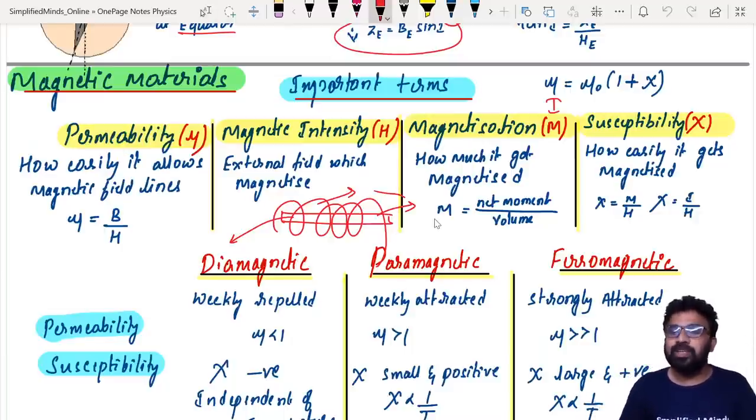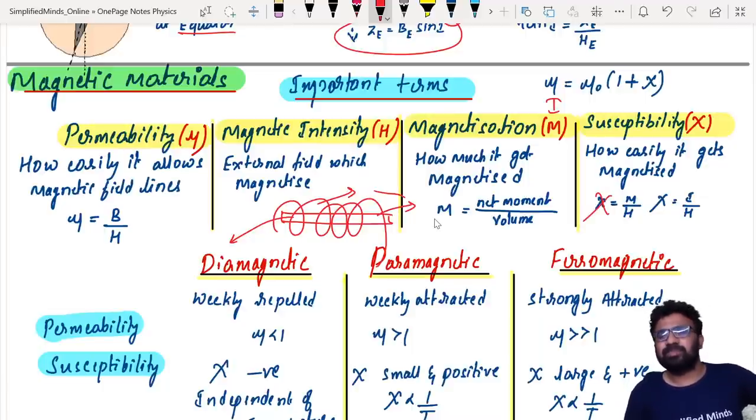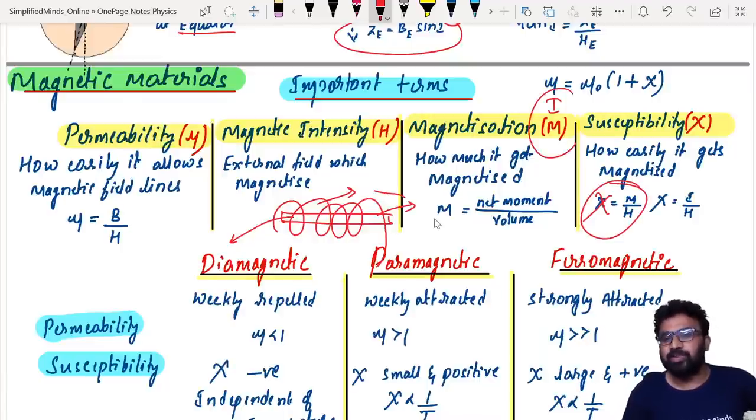Okay, so how easily it gets magnetized is called susceptibility. Susceptibility, how easily it gets magnetized, that's given by Xi, so people call various names, Xi, some call it zeta, or you can say X also, X is equal to M by H, or sometimes instead of M they call intensity of magnetization, you can use I by H also. Okay, artha idu clear agi ishtu nimge nenpirbeku, all these terms you should know very well.